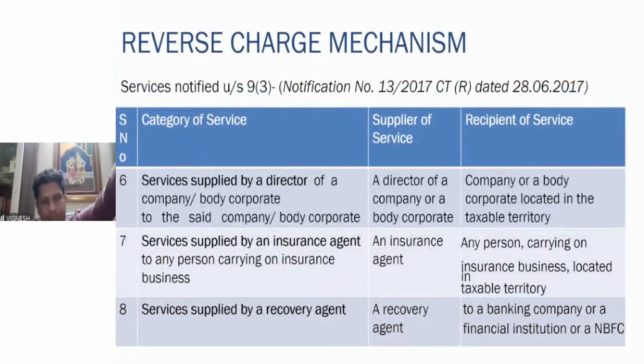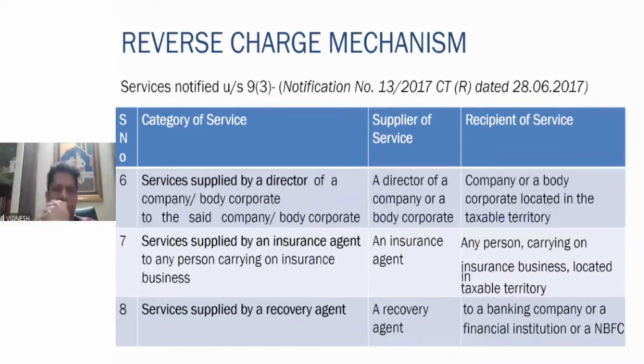Another very, very interesting concept which is covered in the reverse charge mechanism is the services supplied by a director of a company or body corporate to the said company or body. So therefore, you are a director of the company and you are providing certain services to the company. Okay, you are providing some services to the company.